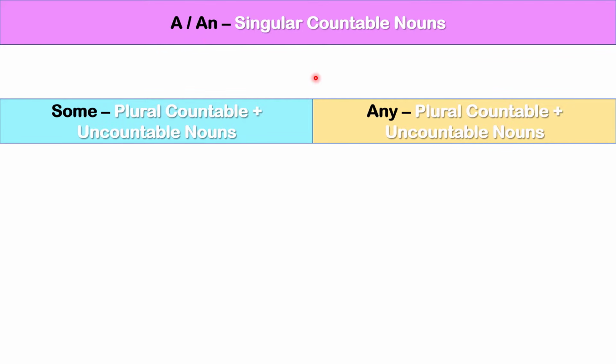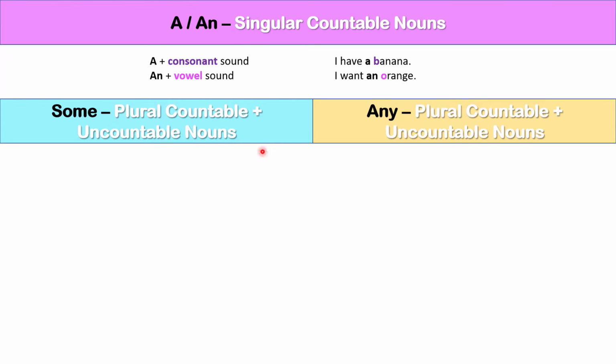Okay, so before our quiz, we're going to quickly go over these again. We use a and an in front of singular countable nouns. We use a in front of a singular countable noun that begins with a consonant sound. So for example, I have a banana. And we use an in front of a singular countable noun that begins with a vowel sound. For example, I want an orange.